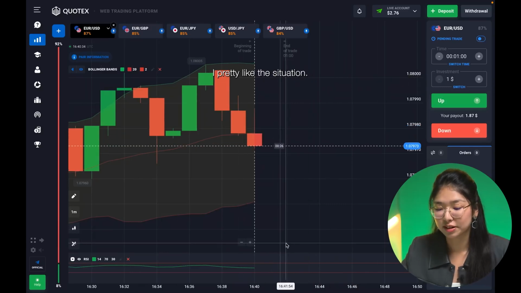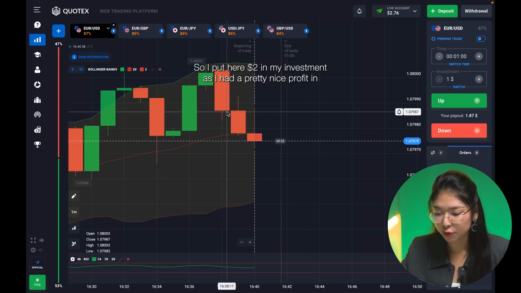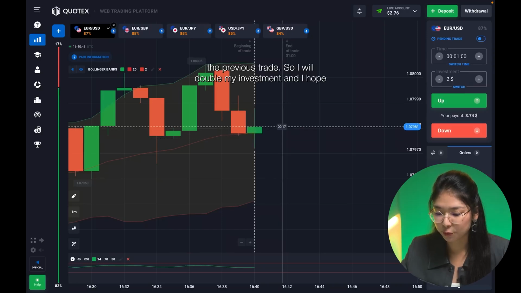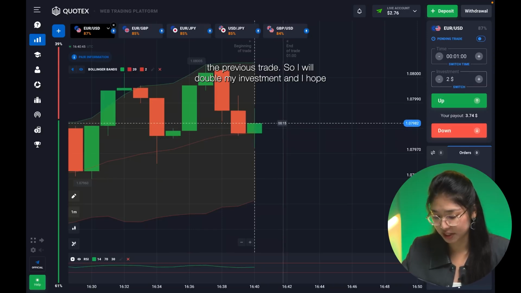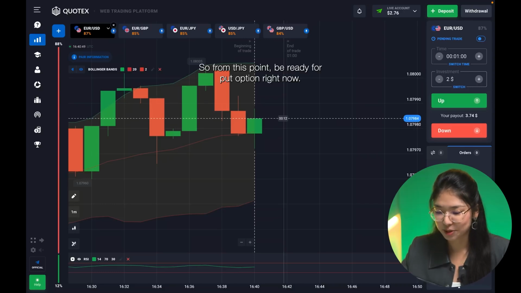I pretty much like the situation, and that's why I can double my deposit. So I put $2 in my investment, and as I had a pretty nice profit in the previous trade, I will double my investment, and I hope that this trade will again be profitable. So from this point, be ready for a put option right now.